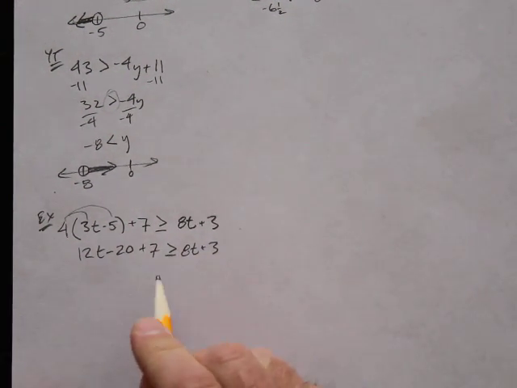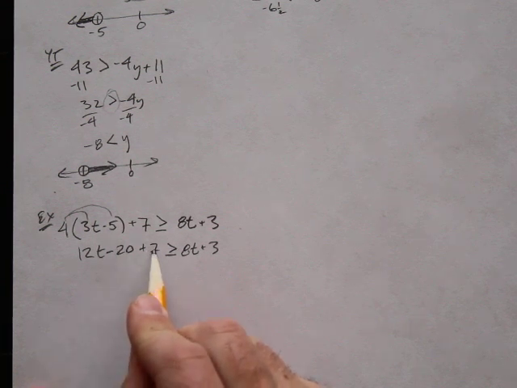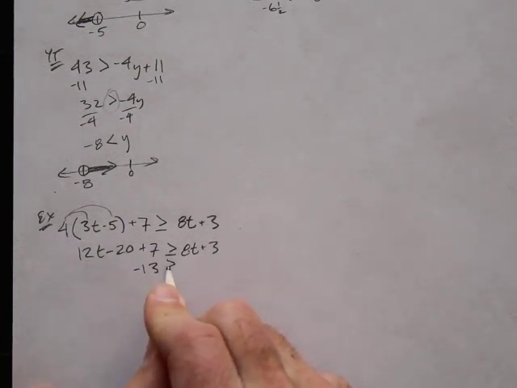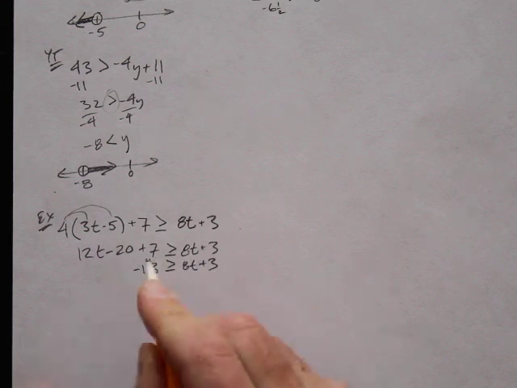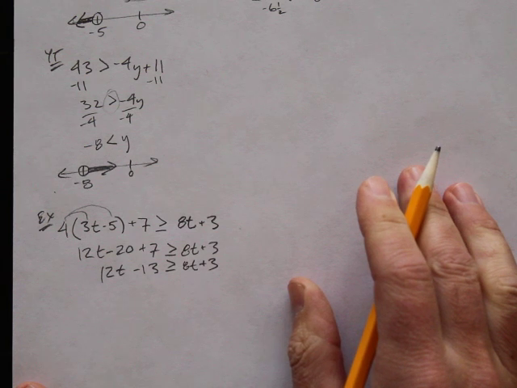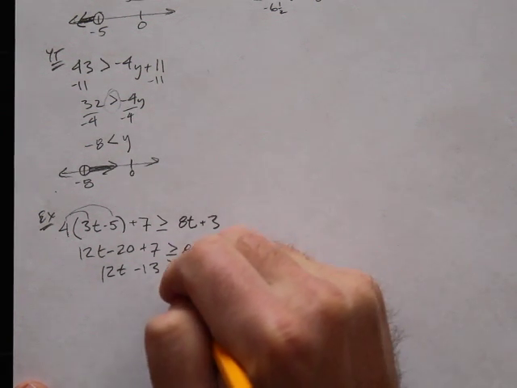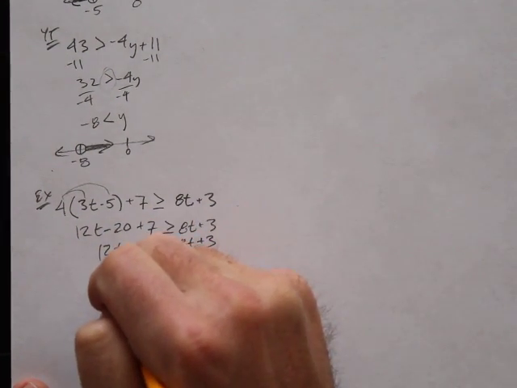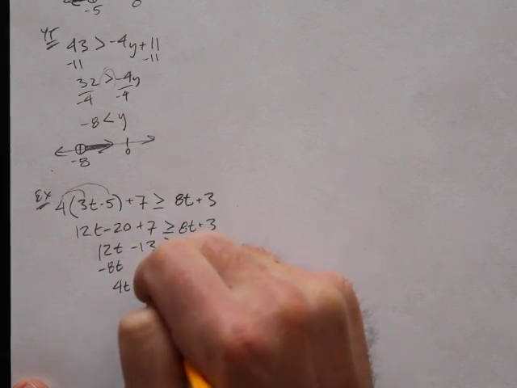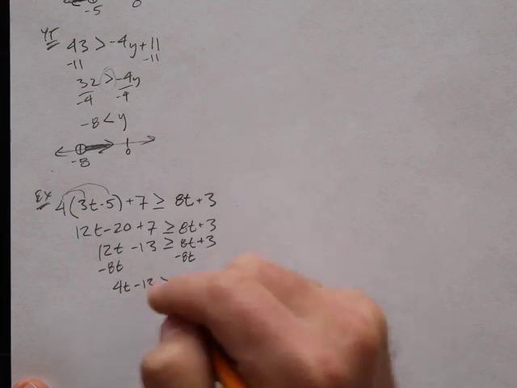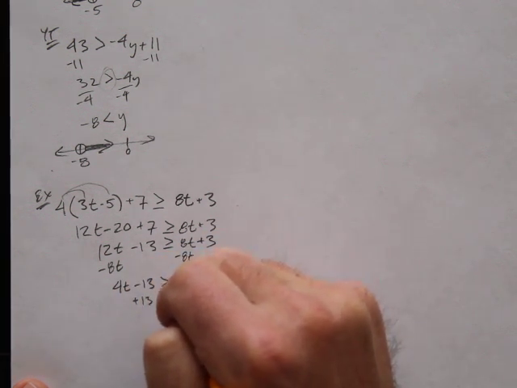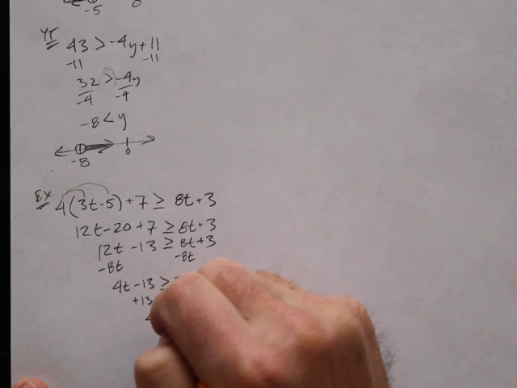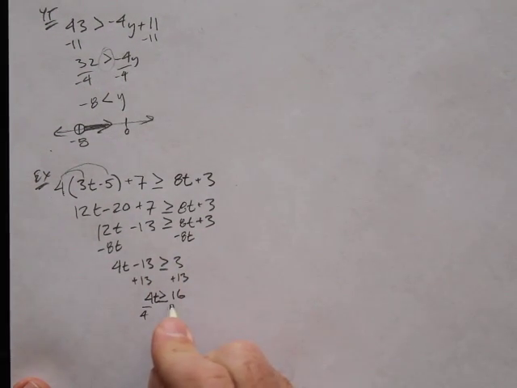All right, so I am going to combine these like terms here, negative 20 and positive 7, that's going to get me negative 13. And this is 12t still. All right. Now I'm going to subtract 8t from both sides, and I end up with 4t minus 13 greater than or equal to 3. I'm going to add 13 to both sides. And I've got 4t is greater than or equal to 16. Divide both sides by 4.